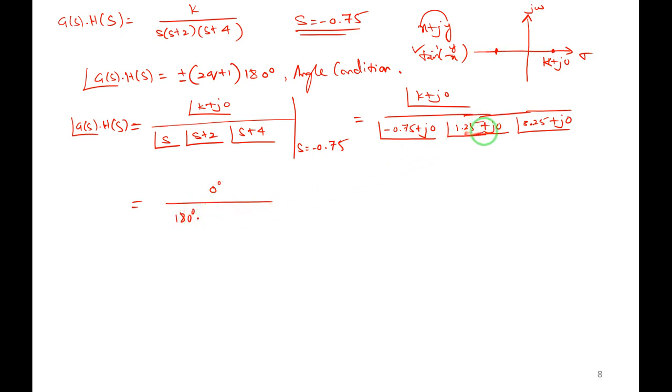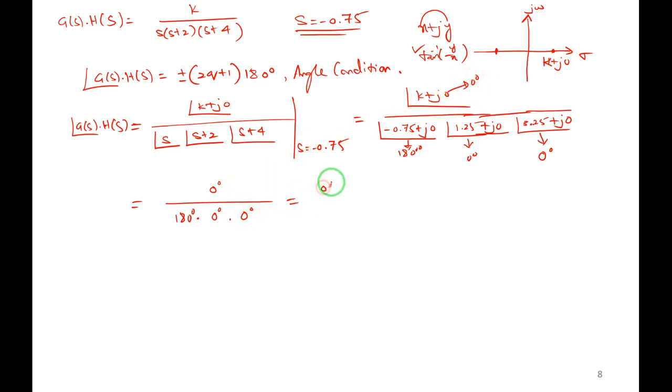Next, angle of 1.25 plus j0. 1.25 plus j0 means somewhere it will come here, so angle is 0 degree. I am putting a dot here, not multiplication. So from this I got the angle is 0 degree. From this I got 180 degree. From this I got 0 degree. From this, can anyone tell what the angle is? 3.25 plus j0, what is the angle of this? 0 degree. Yes, very good, 0 degree, because the point lies on the real axis. So correspondingly I have written here.